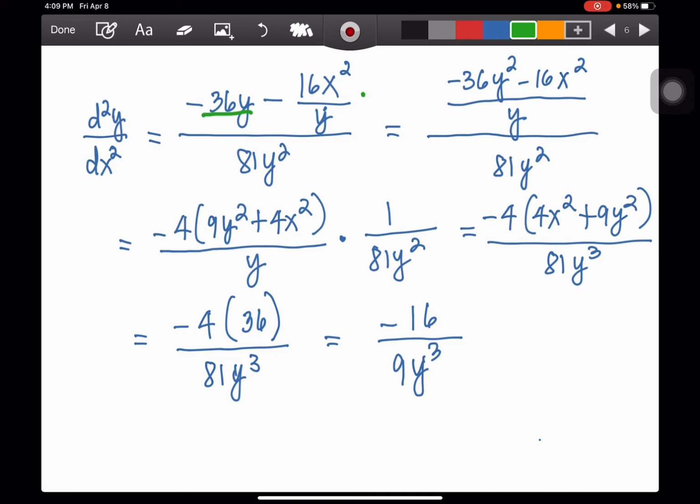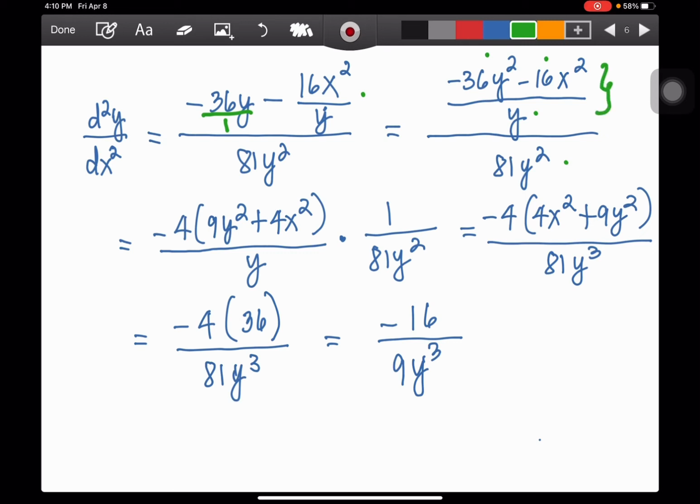Then this is understood to be over 1, so that our LCD is y. And then, of course, divide by 1, y divided by y, and multiply y by negative 36y. Then you have negative 36y squared minus y divided by y is 1. And so times 16x squared is 16x squared. And copy 81y squared.